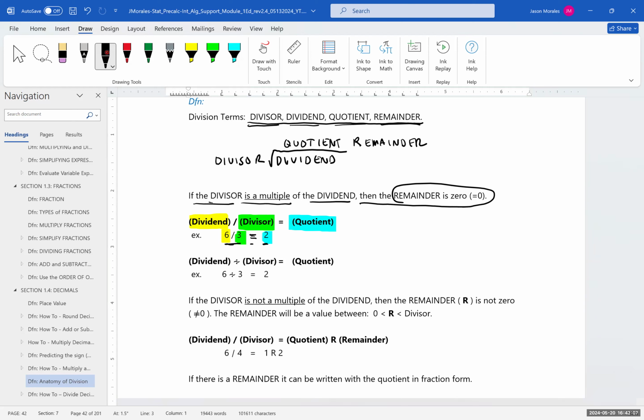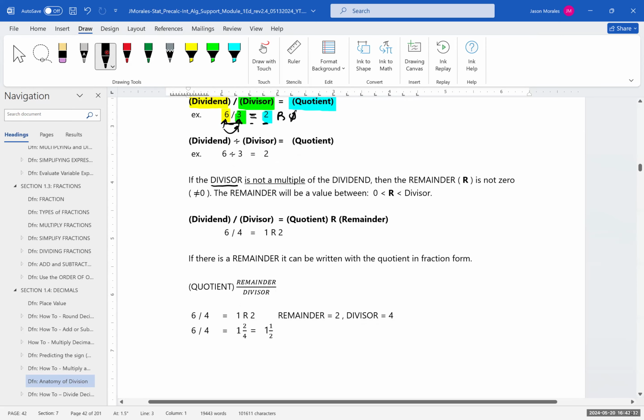Now, what I said up here is that if the divisor is a multiple of the dividend, so here the divisor is 3, and 6 is a multiple of 3. The dividend is a multiple of the divisor, so the remainder will be 0. There is no remainder.